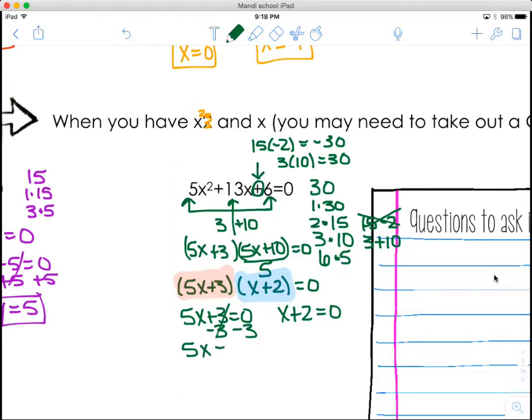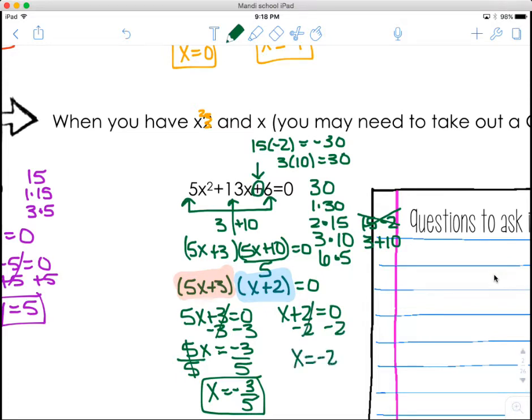Subtract 3 from both sides, so 5x equals a negative 3. Divide by 5. X is negative 3/5. And like I usually do, I just leave those as fractions. Subtract 2 from both sides. X equals a negative 2.